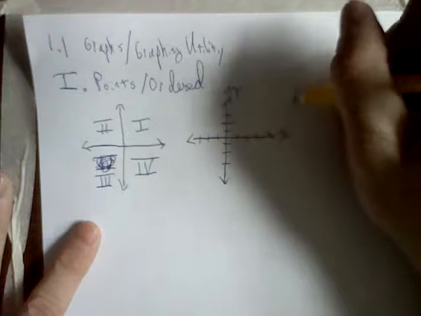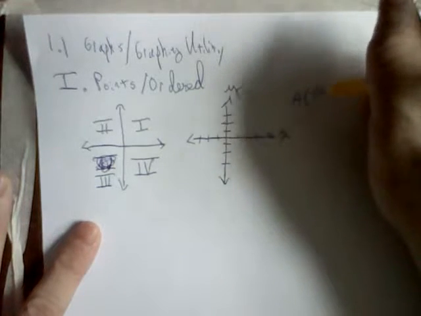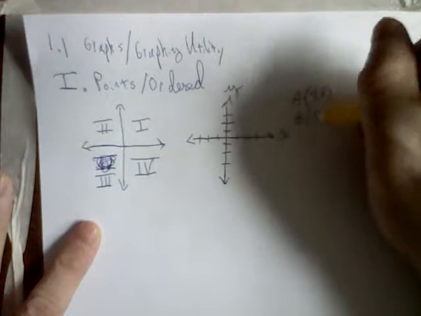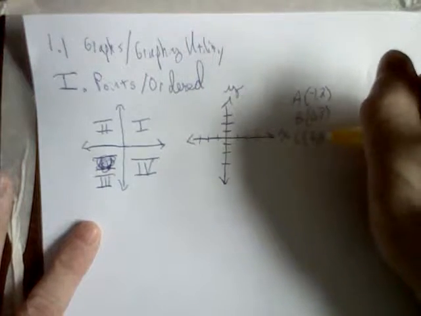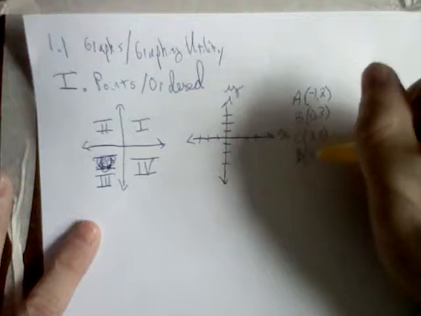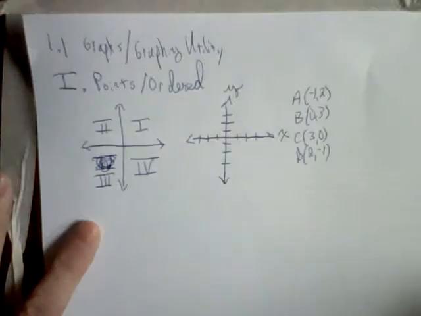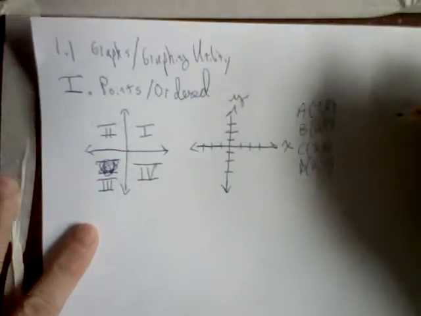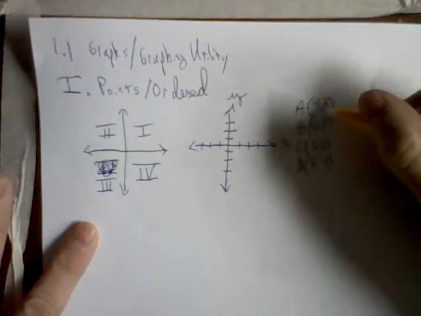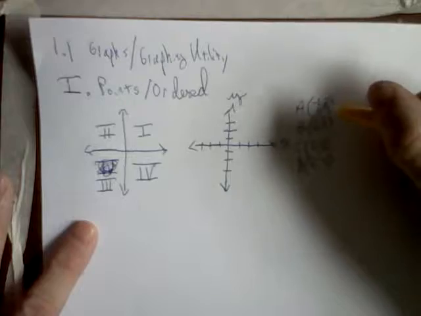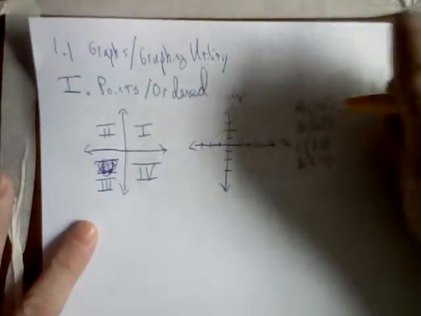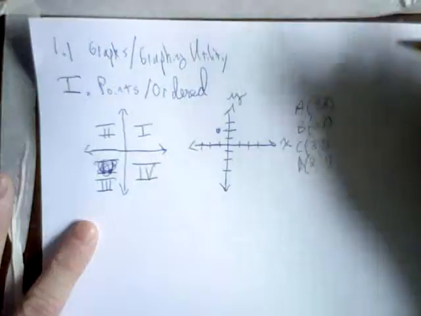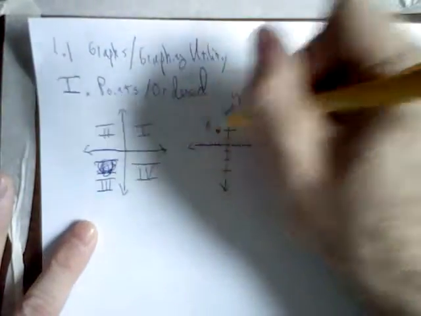We want to plot the point A at negative 1, 2, B at 0, 3, C at 3, 0, and then D at 2, negative 1. So to get the point A, I move to the left. This tells me right or left, and this tells me up or down. Okay, so go left by negative 1, and then up 2. So that's A.